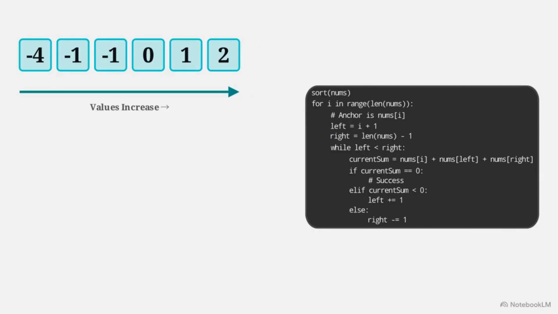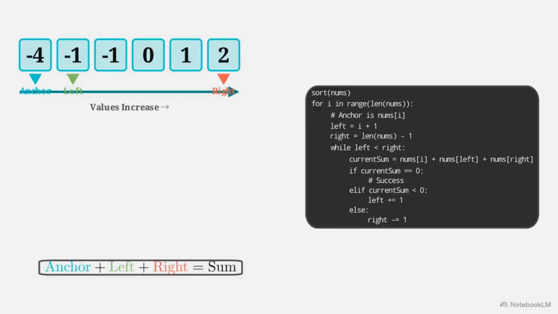Within this sorted array, we use 3 specific points of reference. We lock the first number as our anchor pointer. Then, we place a left pointer immediately next to it, and a right pointer at the very end of the array. Using 3 distinct pointers on a sorted dataset gives us a framework for a systematic search. By holding the anchor steady and moving the other 2, we can navigate the array based on the values we encounter. With the array sorted, our pointers gain logical direction.